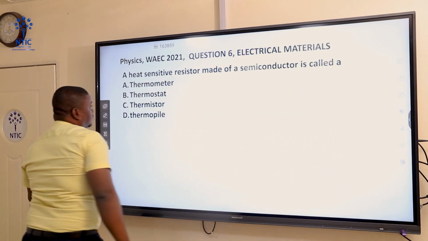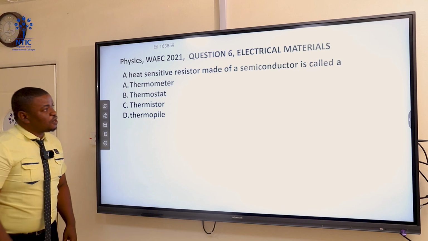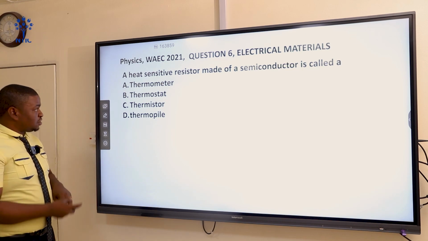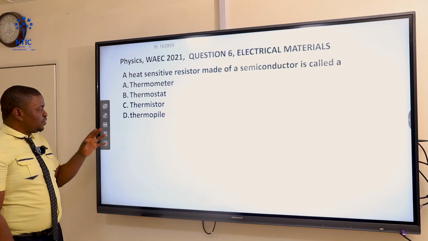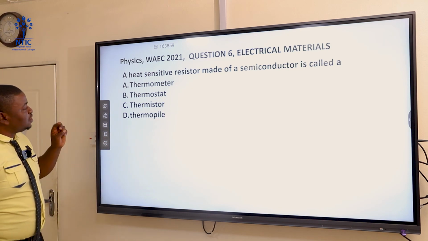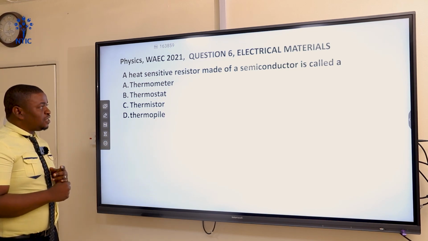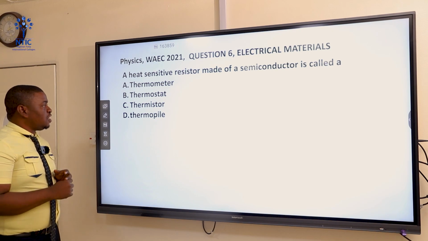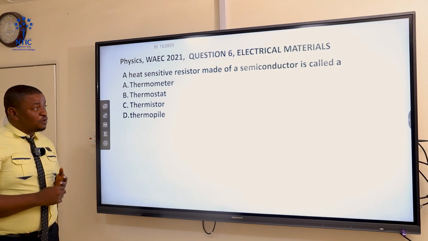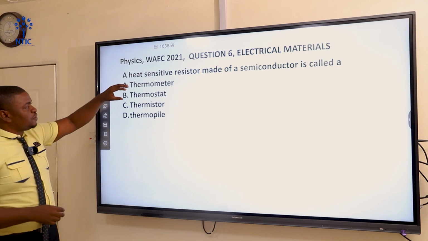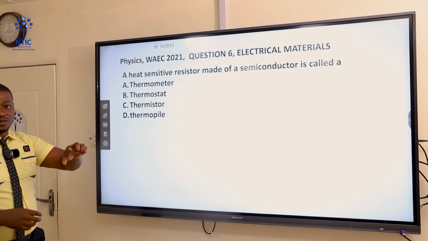Now, a resistor made up of semiconductor is known as dash. Now we have option A, thermometer, thermostat, thermistor, and thermopile. Now, the first option is thermometer. A thermometer is a device that is used to measure temperature. We have different types of thermometer. So thermometer is generic, it's not a particular type.